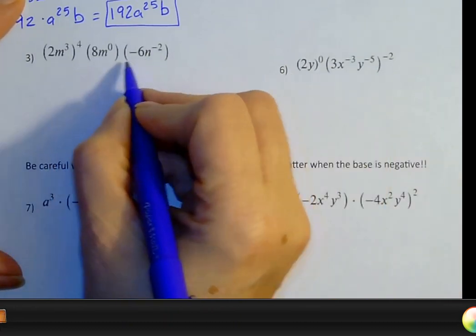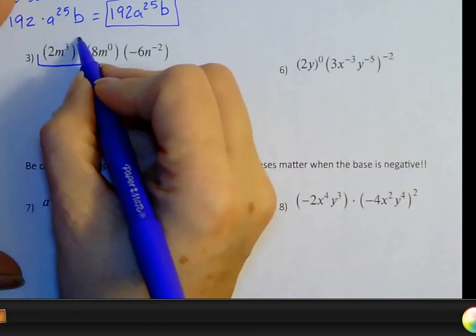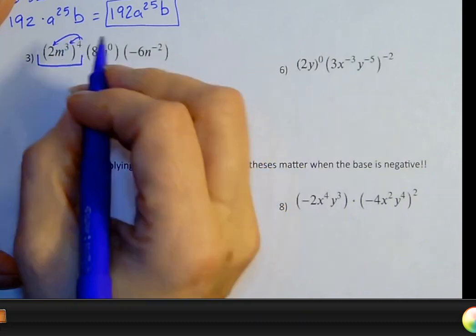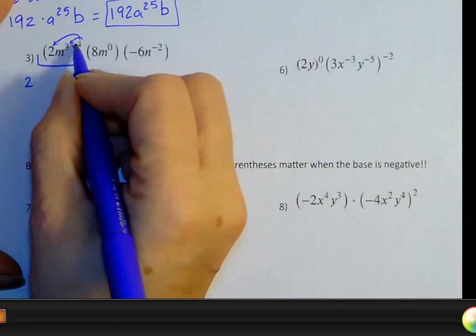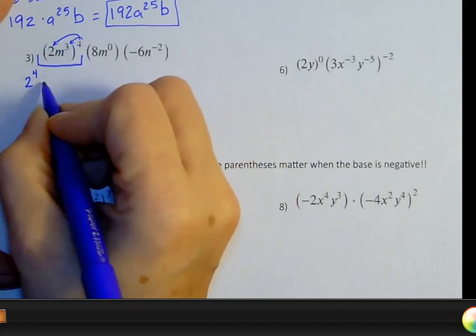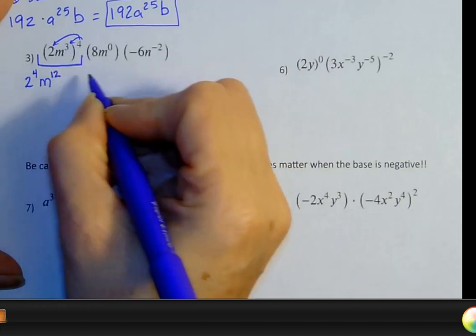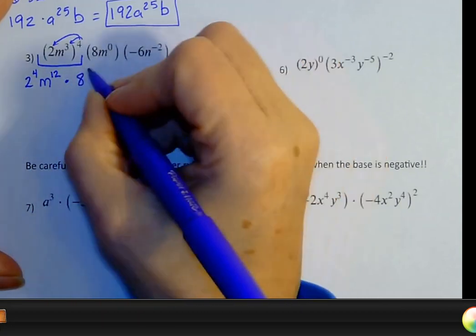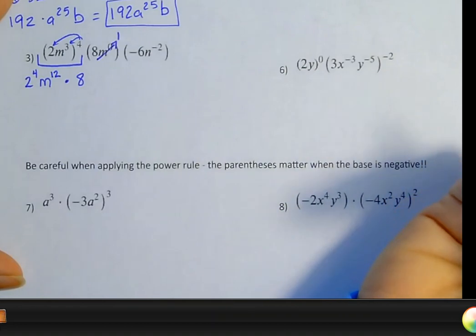Okay, only one of these has an outer exponent, so this is the guy I'm going to start with. I need to distribute that outer 4 to every single factor inside. So this is going to be 2 to the 1 times 4, so it's 2 to the 4. Times m to the 3 times 4, that's m to the 12. I'm going to carry this over, times 8, m to the 0. This is 8 times m to the 0, but we know m to the 0 is 1. So 8 times 1 is just 8.